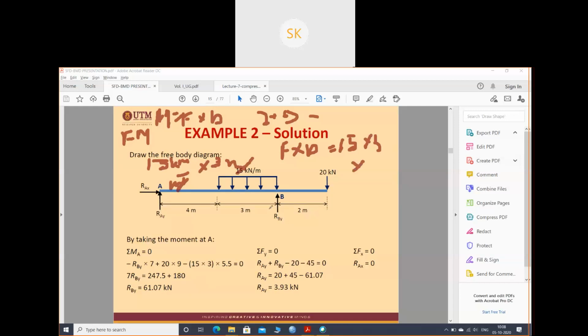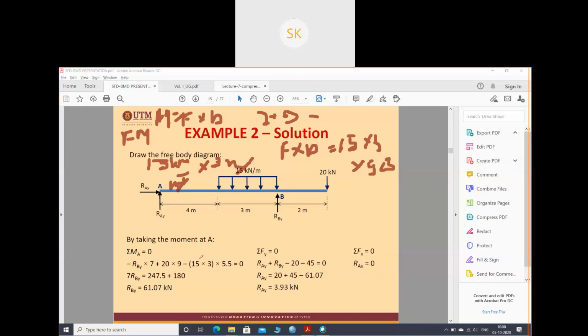Into the distance. You need to find the moment about point A, right? So 4 is already a distance. The next distance will always be half of the distance over which it is acting. Why half? See, this load is not acting exactly at 4, and not exactly at 7. I cannot take 7, I cannot take 4. I have to take an intermediate distance, right? Because it is acting uniformly. So what is the best option? Take half of the distance. So that's why 4 plus half of 3, which is 1.5. So 4 plus 1.5 is 5.5.